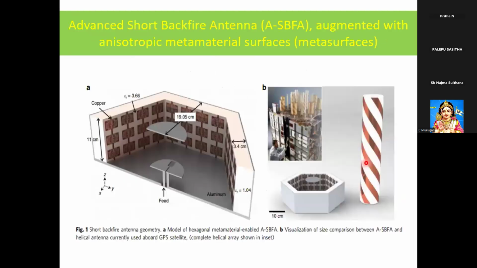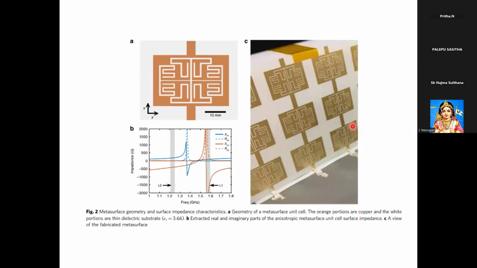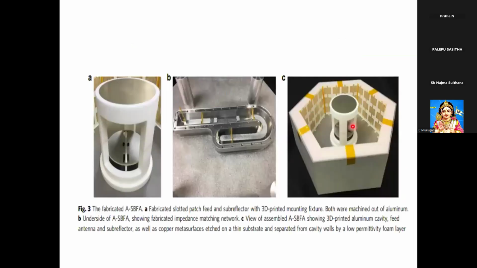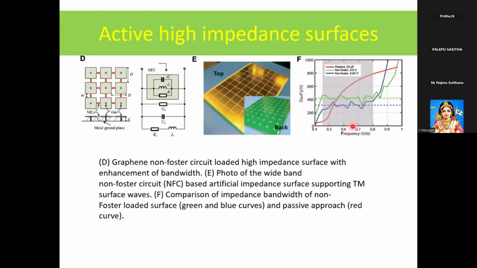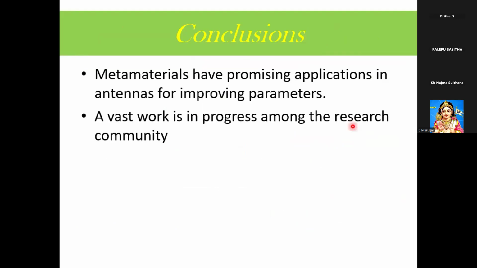Okay. So these are some of the metamaterials which are used for this spiral antenna. These are the different metamaterials used here, by which you can have control on these things. So these are some of the active high impedance surfaces.